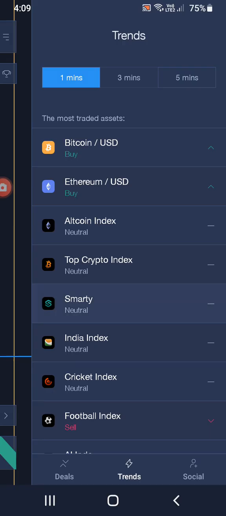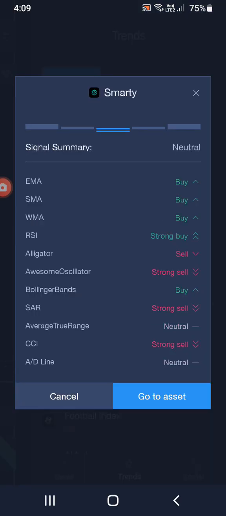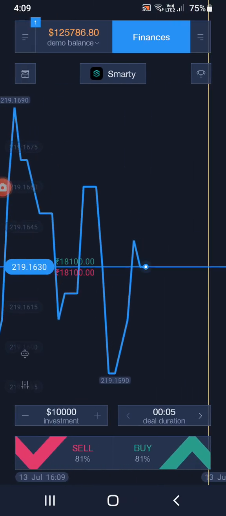And right now we see Smarty is neutral. Whenever it's neutral, do not trade. So let's wait for some more time to get it back to an upward or downward trend, and then take a trade. If you place a trade randomly when it's neutral, you tend to lose. The only scenario in which you lose the trade is when the market goes to neutral. So please ensure that this is not neutral. It is always positive or negative.